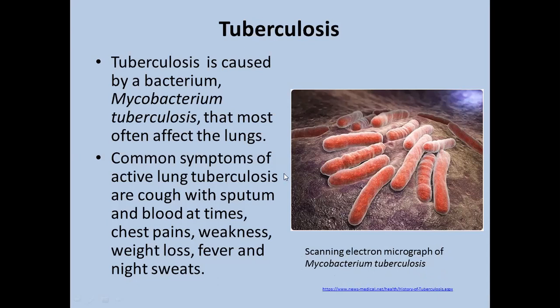Okay. So common symptoms of active lung tuberculosis are a cough with sputum. That means one which actually coughs up mucus. And quite often there would be blood in that sputum. Then chest pains, weakness, weight loss, fever, and night sweats are all symptoms of tuberculosis.